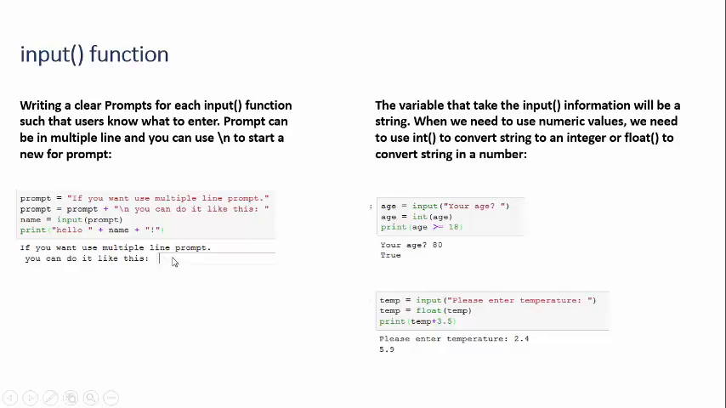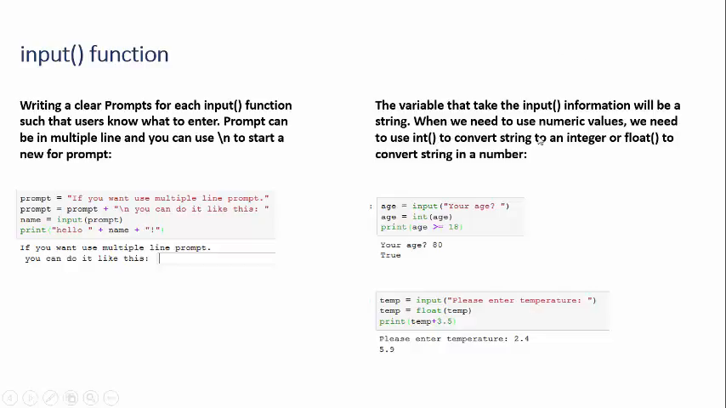So remember to write a clear prompt such that the user knows what kind of information to enter. You have already used a lot of these online applications, like credit card applications and social media. When you apply for an account, it asks you for all the information with a very clear prompt. Otherwise, the user is confused and may not enter the information that you want.